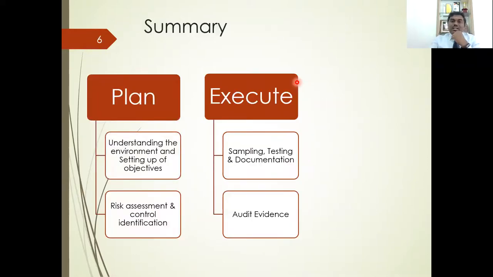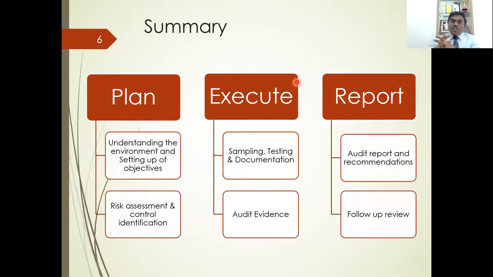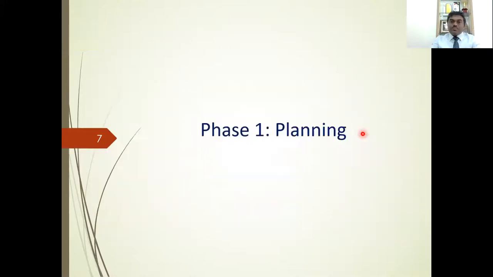Next is your audit report in a gist, not a summary, more of a gist at a high level. So you plan, you execute and report. In plan, you understand the environment and do risk assessment. In execution, you do the sample testing and documentation. This is very important, examination questions are asked here. And then of course you have your audit evidence. Report covers the audit report and recommendations, follow-up review, all of those come under this reporting structure.